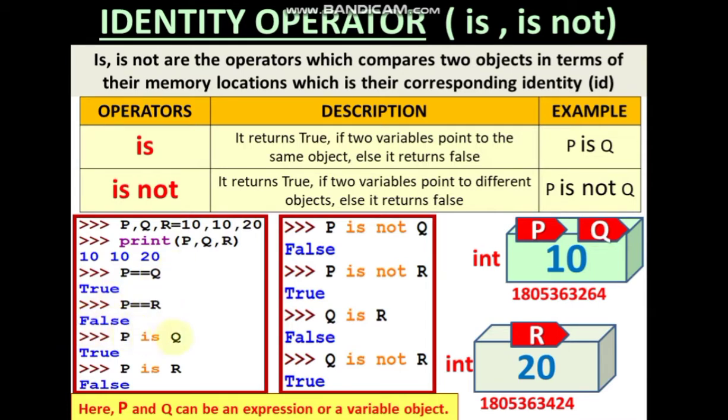P is Q, that means the memory location of P and the memory location of Q are the same. Yes, both are the same because both have the same value, so true. P is R, no, they do not have the same memory location. P and R have different memory locations, so that is why this is false. Similarly, P is not Q, false, because P is Q. P and Q are pointing to the same memory location. So in this way we can work with the identity operator.